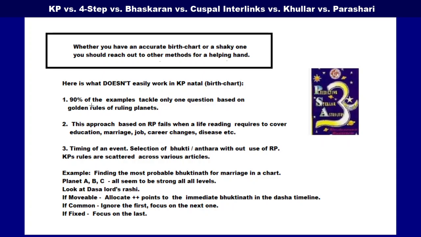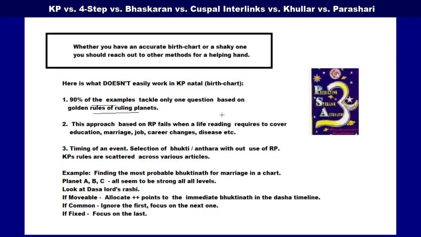Most, 90% of the examples, are only one question. Somebody is asking for diabetes, somebody for a foreign trip, or somebody for some change in the career. So these are single questions, and the interpretation is done using the natal chart. Since this is one question, eventually the list of the fruitful significators is calculated using the golden rules of the ruling planets. So this approach is okay when somebody approaches you with just one question.